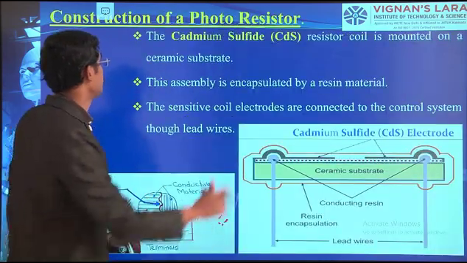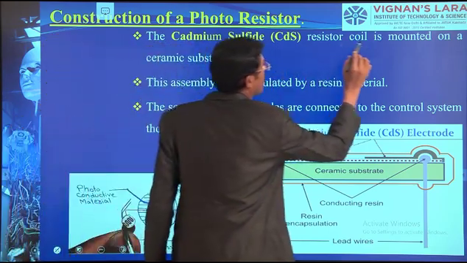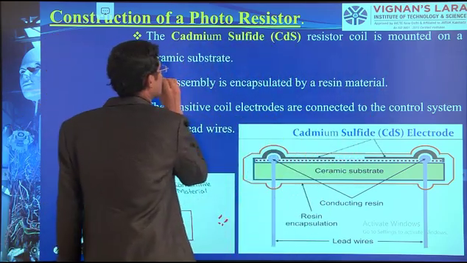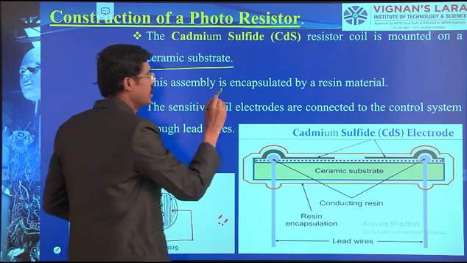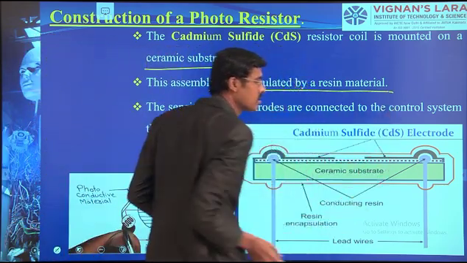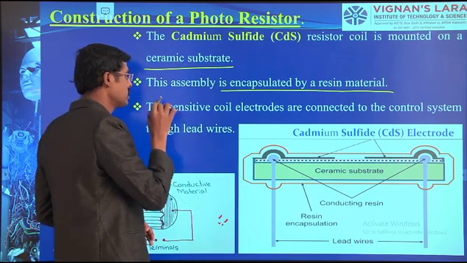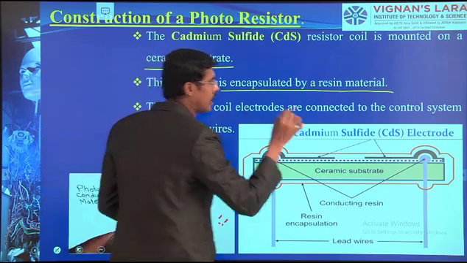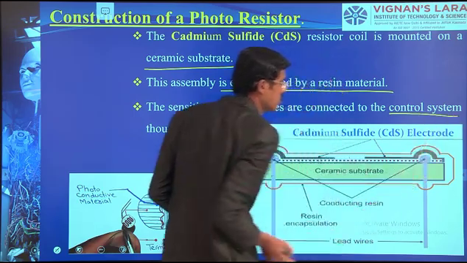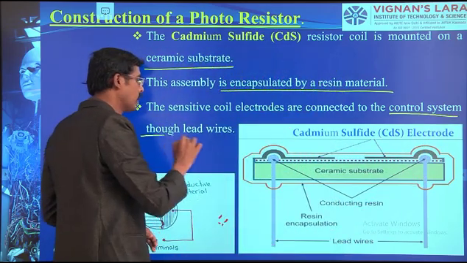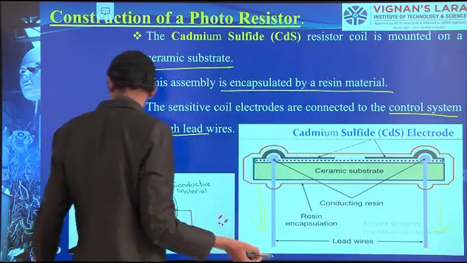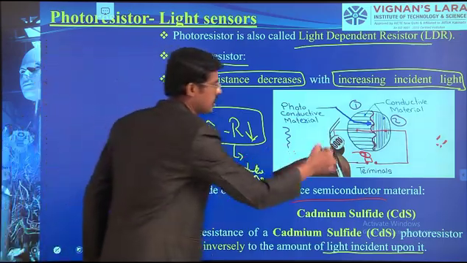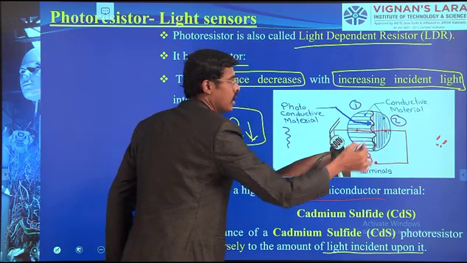This is the active skin. The cadmium sulfide resistor coil is mounted on a ceramic substrate. We are pasting and keeping it. This assembly is encapsulated in resin materials. The sensitive coil electrodes are connected to the control systems through lead wires. We are taking out those connecting materials. We have seen these connections.